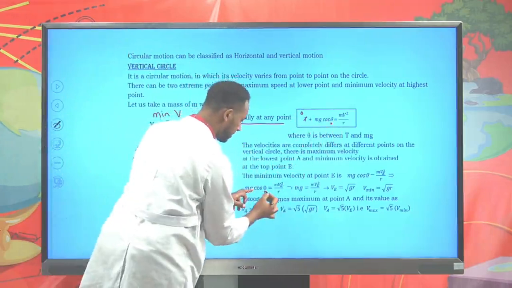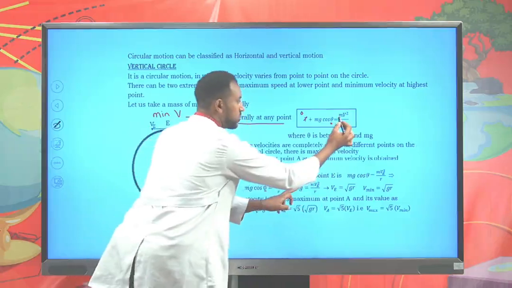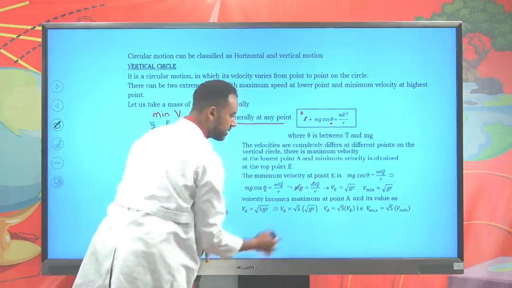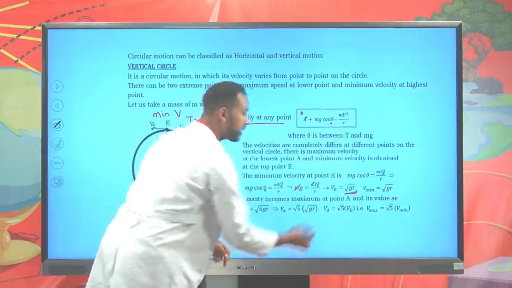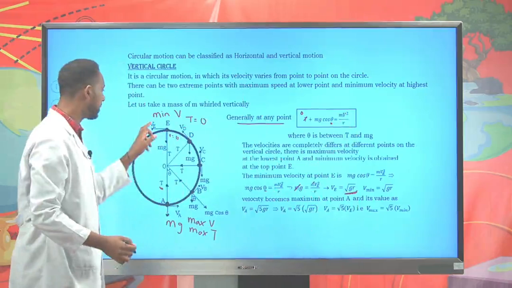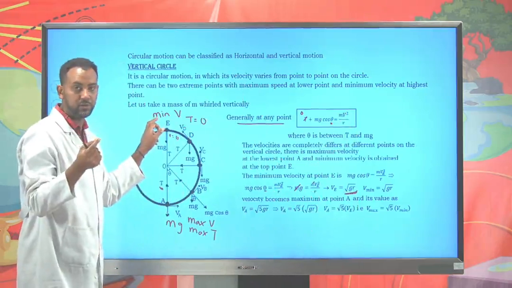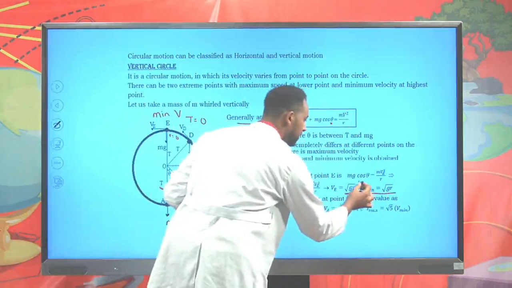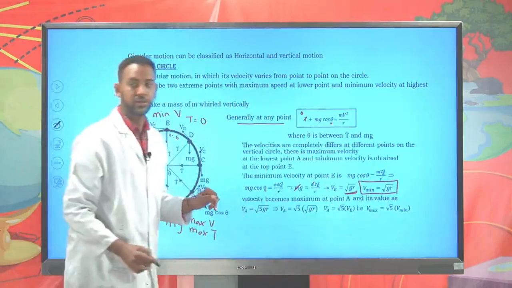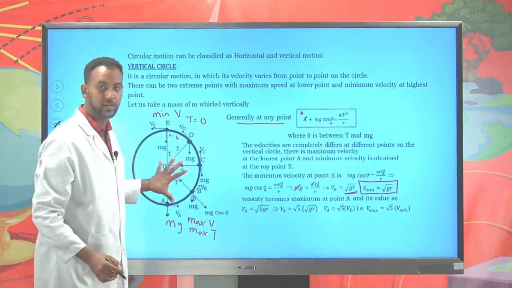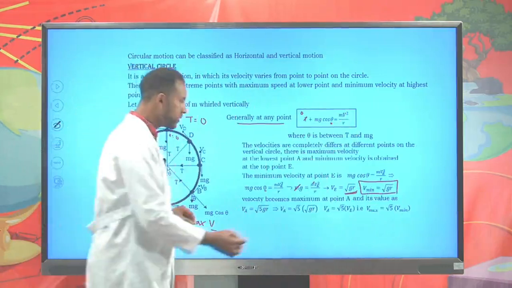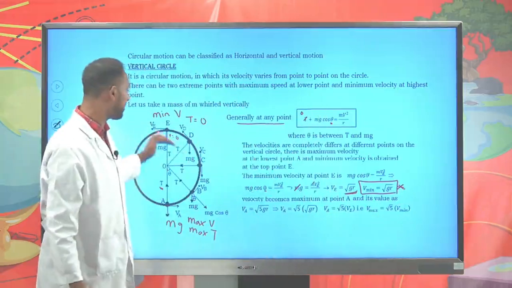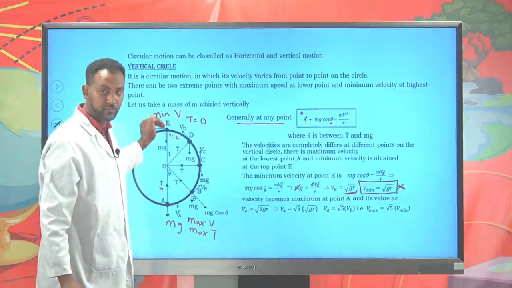Okay, mg is equal to the mass times velocity squared over radius r. Mass will be cancelled by mass. Therefore, the velocity at the maximum point, which we already mentioned to be the minimum velocity, can be given as the square root of the radius of the vertical circle times gravity. Okay, keep this in your mind. This is the minimum velocity we determine on a vertical circle at its maximum point.